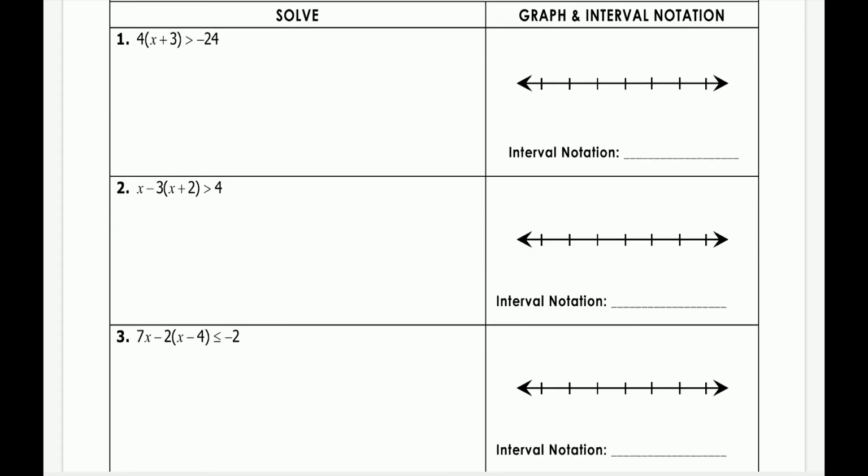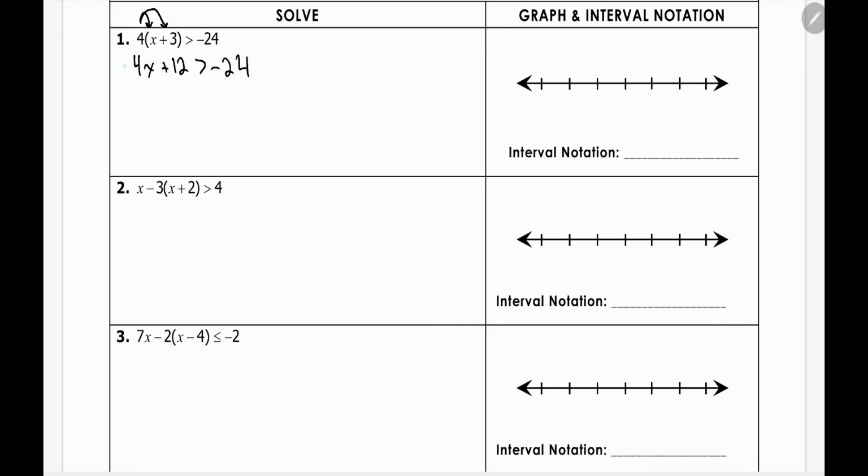So let's move on to the actual problems. For each of these, we have on one side to solve, and on the other, you're going to show me the graph and the notation that goes along with it. So let's start. For number one, we have 4 times the quantity x plus 3 is greater than negative 24. So we have to distribute this 4. We have 4 times x, which is 4x, and 4 times 3, which is 12. It's greater than negative 24.